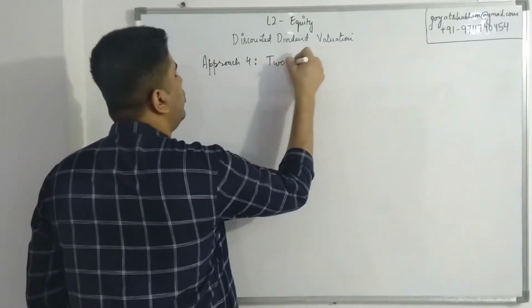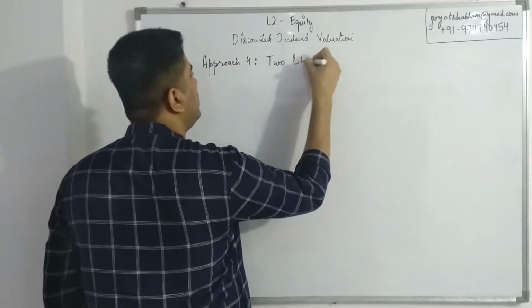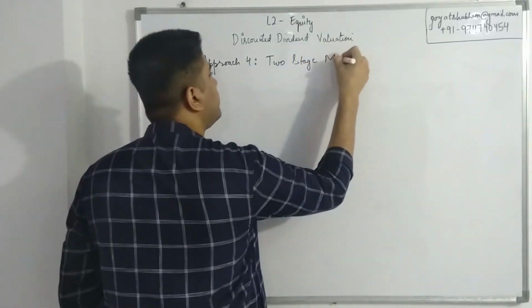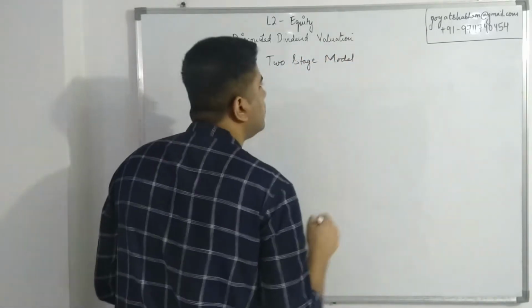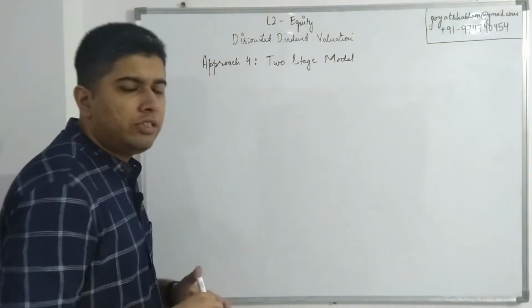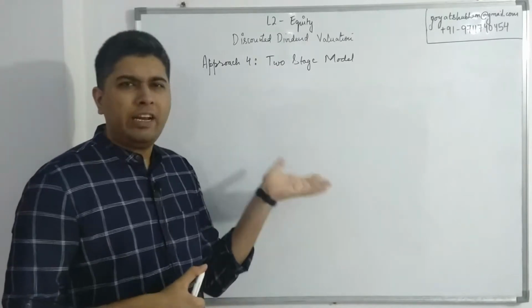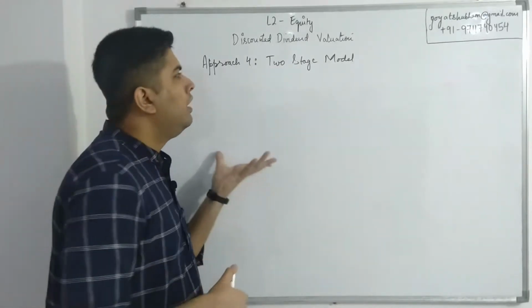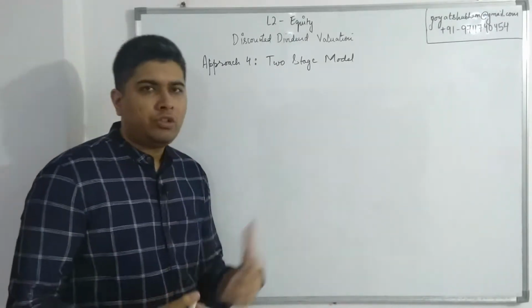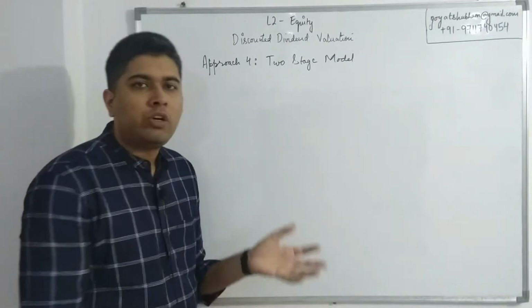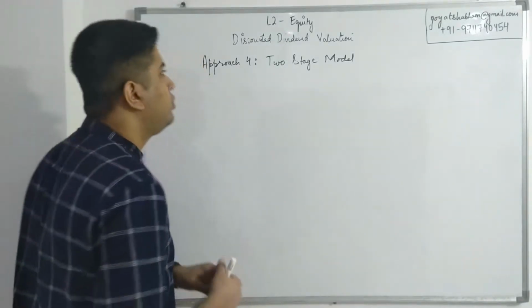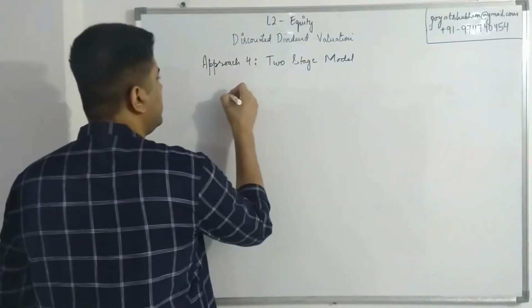A two-stage model. Now, two-stage model is something that you've already done in a brief manner or rather in detailed manner at level 1. In fact, two-stage model was the most complicated question you could get at CFA level 1. So the equation goes something like this.